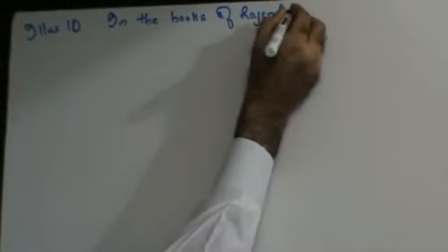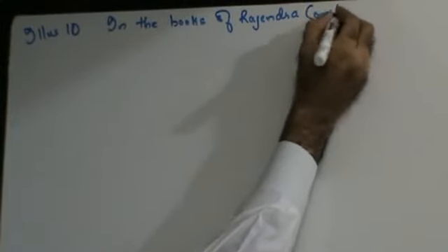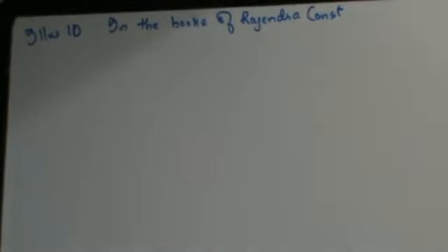I'm Sunil Nirwani and today we'll be doing this chapter called contract costing. We're doing sum number 10, illustration 10, in the books of Rajendra Constructions. Right? Now let's see what they have given you.